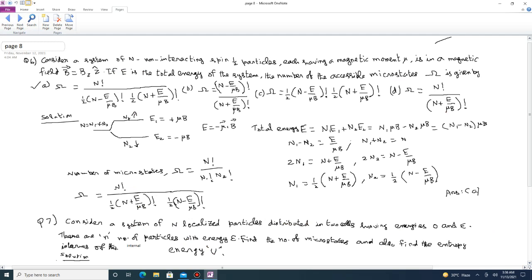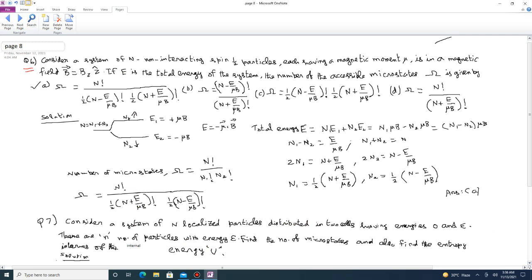The next problem, this is question number 6. Consider a system of n non-interacting spin-half particles, each having a magnetic moment mu, in a magnetic field B. B is equal to Bz times unit vector z. If E is the total energy of the system, the number of accessible microstates omega is given by. So there are 4 options given.